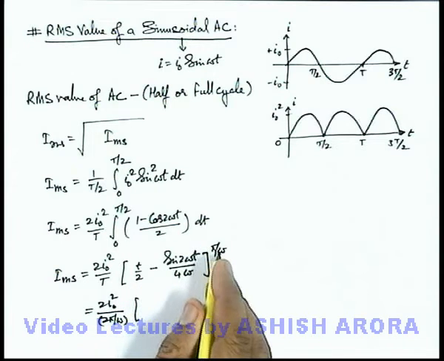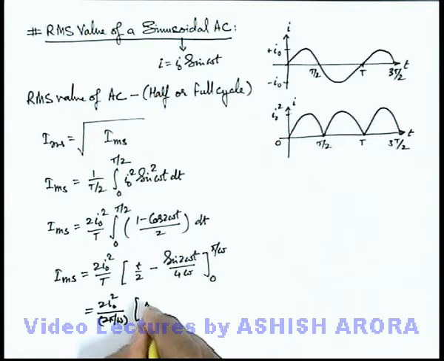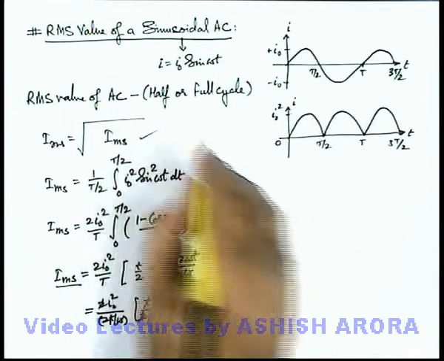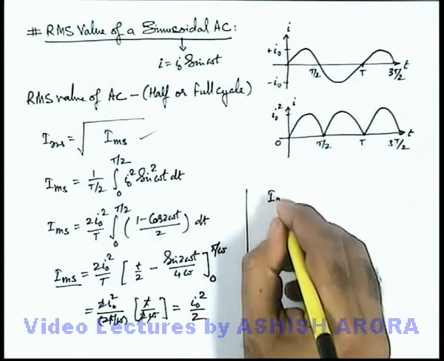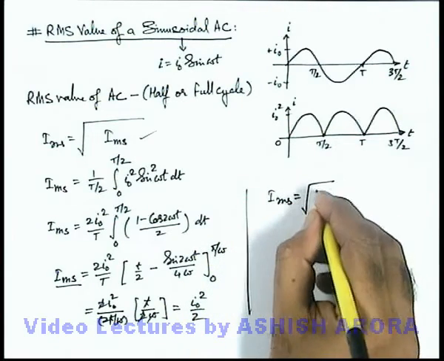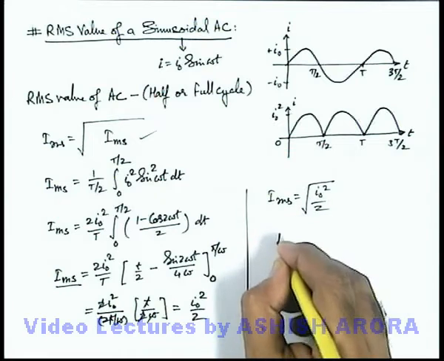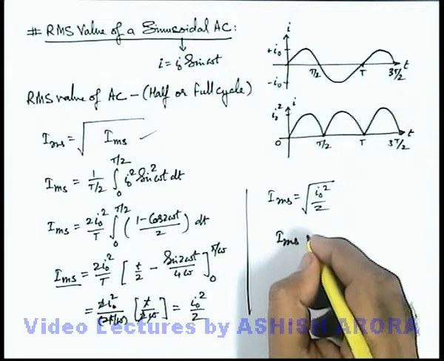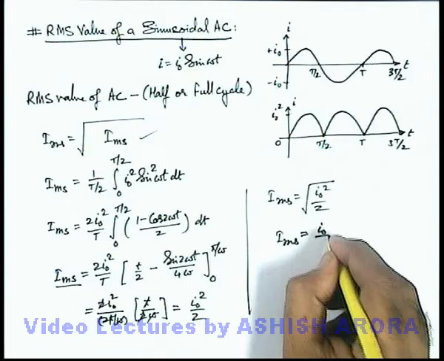So if we substitute the value of T as pi by omega, this will be pi by 2 omega. And here you can see this omega gets cancelled out. Pi also gets cancelled out, and 2 also gets cancelled out. This is I naught square by 2 we are getting. So this is the mean square value. Then from this relation we can see the value of I RMS is root of I naught square by 2. So for a sinusoidal AC, its RMS current can be given as I naught by root 2.